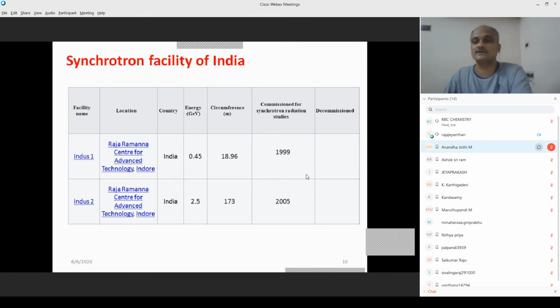The next synchrotron facilities: India also has two, called Indus-1 and Indus-2, at Indore, Madhya Pradesh, at the Raja Ramanna Centre for Advanced Technology. Indus-1 has an energy of 0.45 GeV and a circumference of around 18 meters. It was commissioned in 1999. The next facility is Indus-2, with an energy of 2.5 GeV and a circumference of around 173 meters, commissioned in 2005.